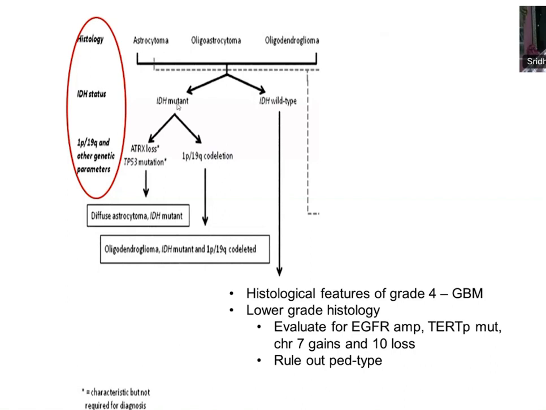Somebody was asking for IDH wild type. Suppose it is IDH wild type, you can see if its histological features are typically high grade, you can call it a glioblastoma. If it is a lower grade histology, you do other molecular markers like EGFR amplification, TERT promoter mutation, other chromosomal abnormalities for classifying something as glioblastoma.